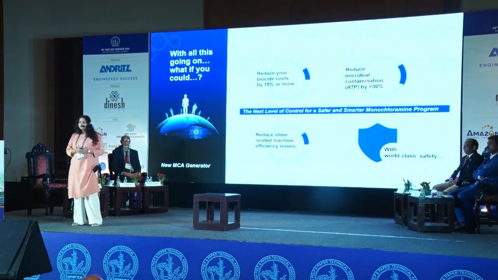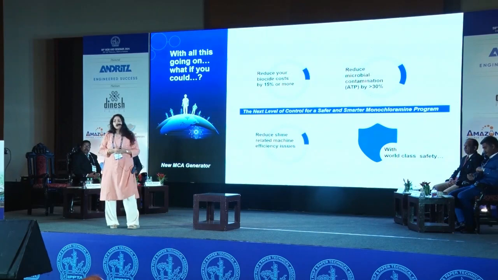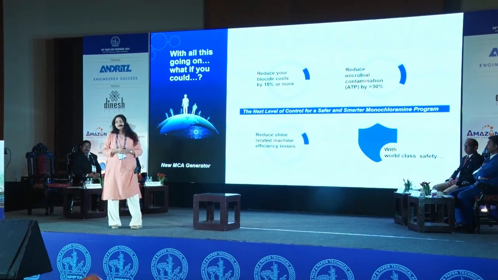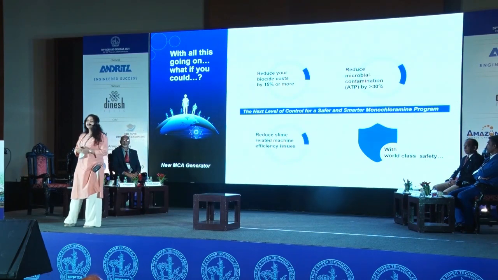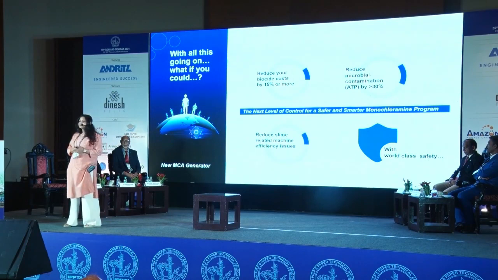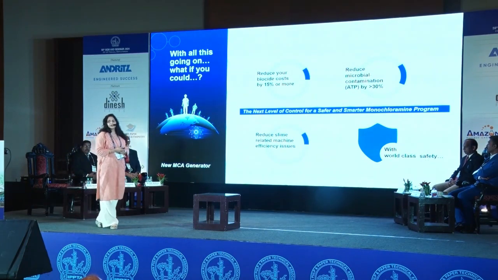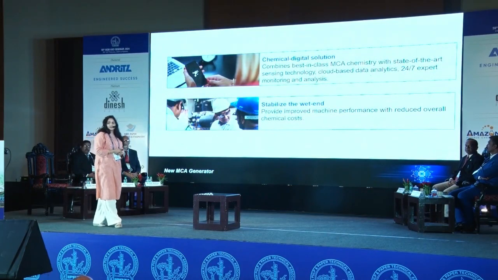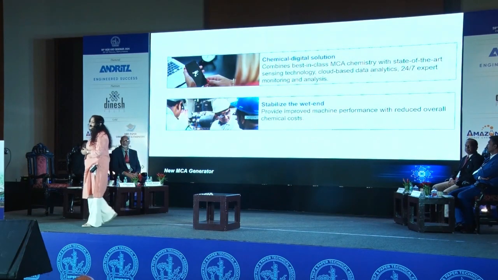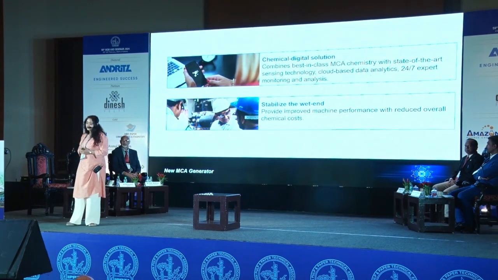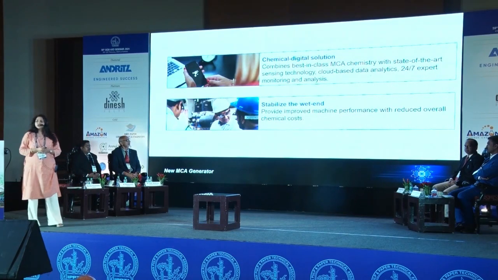So to overcome all these problems, we have developed this new generator, which is giving you a better chemistry of this monochloramine biocide. It helps you reduce the overall cost of your biocide chemical by 15% or more. It lowers the contamination level in your plant by more than 30%. It reduces the breaks in your paper machine which are occurring due to slime, and it gives you a world-class safety standard. This new MCI generator combines chemical and digital solutions, integrating artificial intelligence to offer you actionable insights. It helps stabilize your wet end processes for better machine performance, eventually reducing the cost of your chemicals.